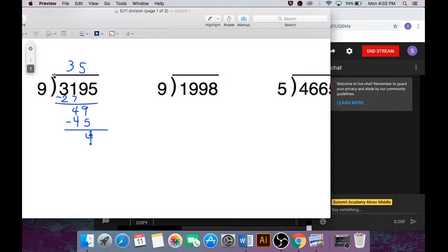And then we're going to bring down the 5. So now we have how many times 9 goes into 45 without going over, and that is 5. 9 times 5 is 45. So we're going to subtract those, and we have a remainder of 0.